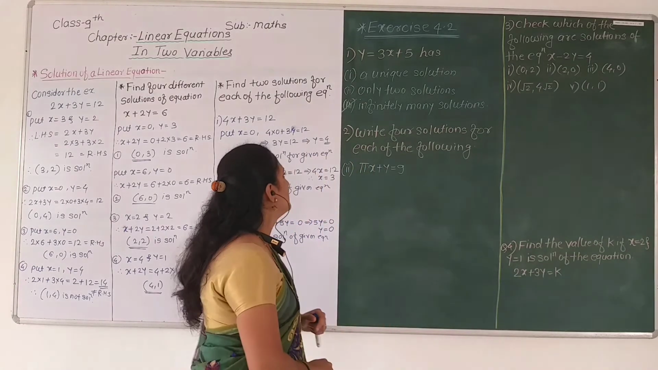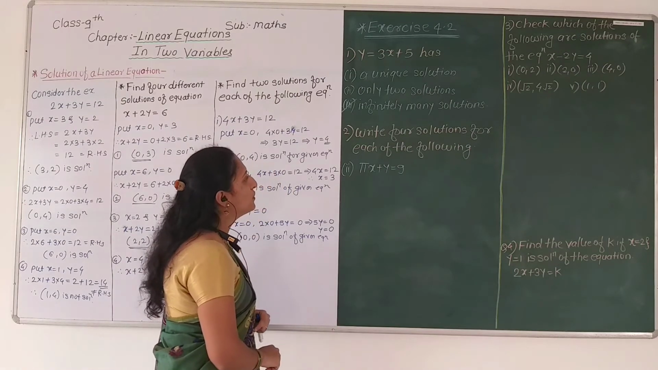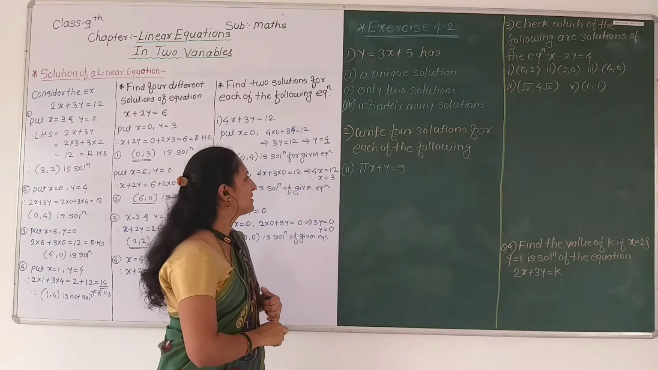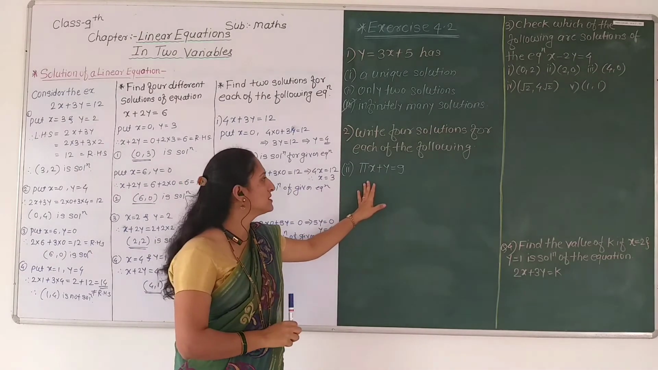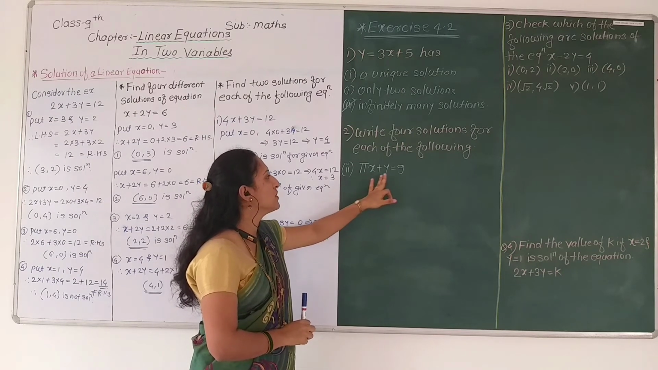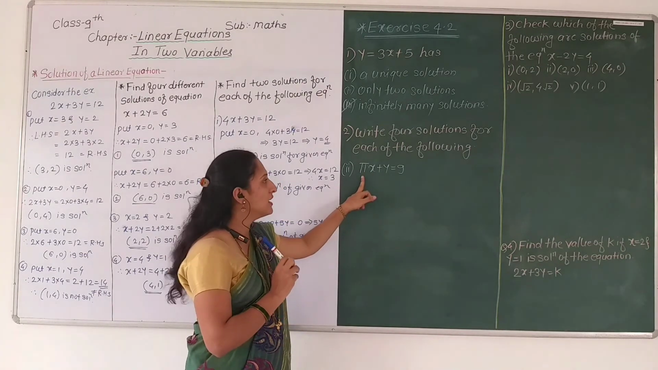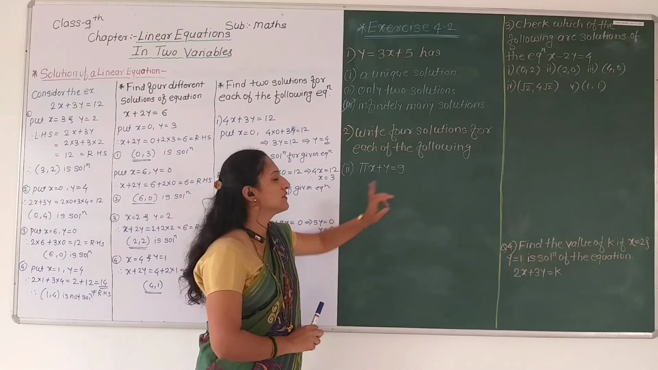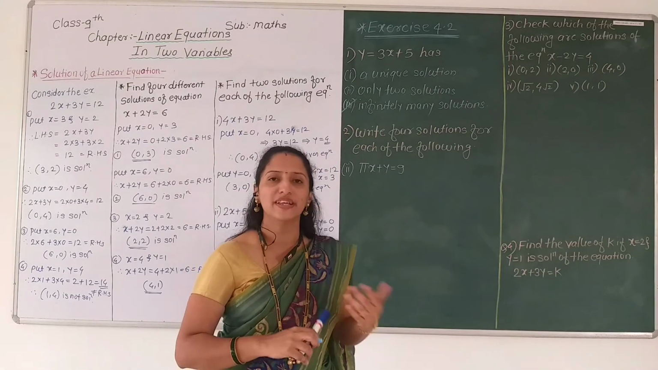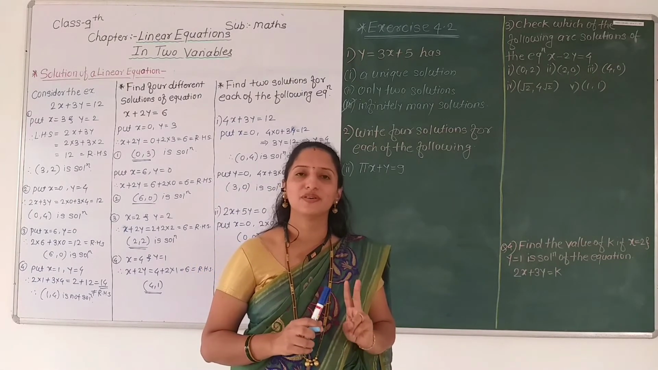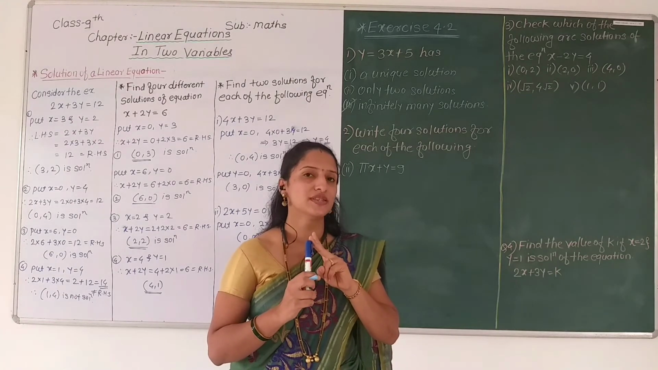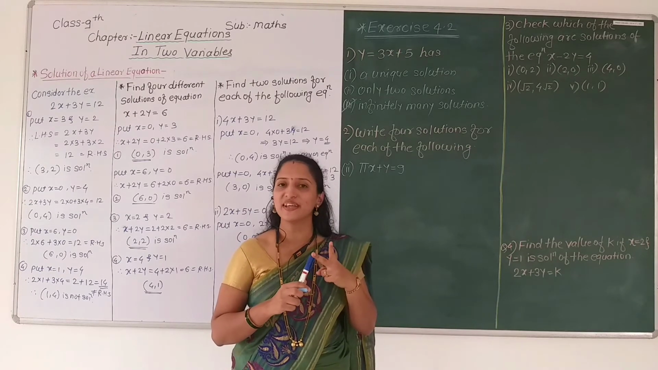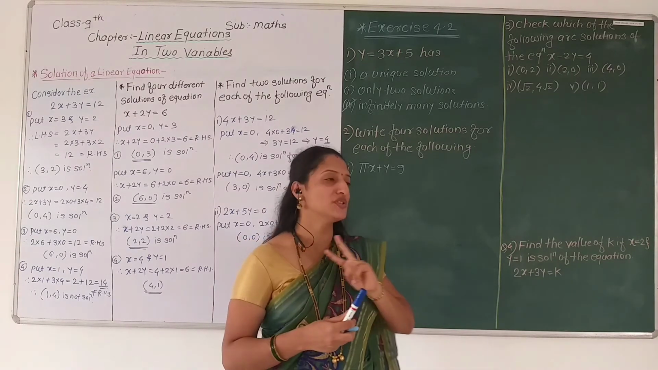Okay. Now the second question is, write 4 solutions for each of the following. This is the same kind of question that we have solved previously. Here I am going to solve only one example: pi x plus y is equal to 9. So first is our easiest way. Using the easiest way, we can find two solutions. What is our easiest way? Just substituting x is equal to 0, then substituting y is equal to 0. We can find two solutions for this equation.